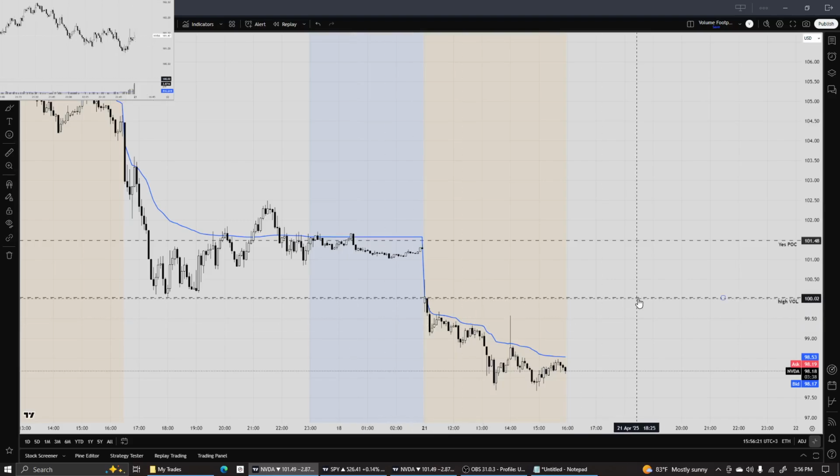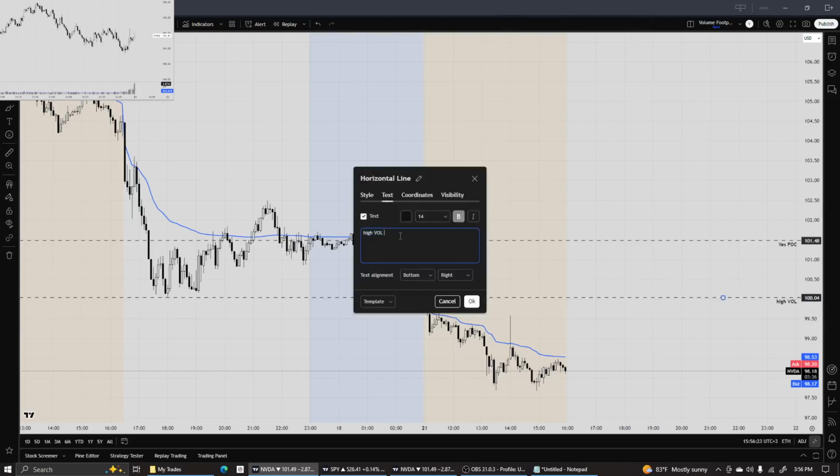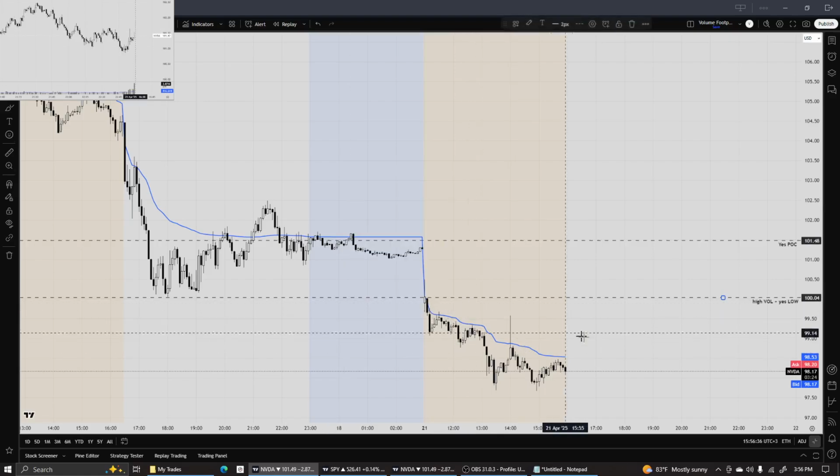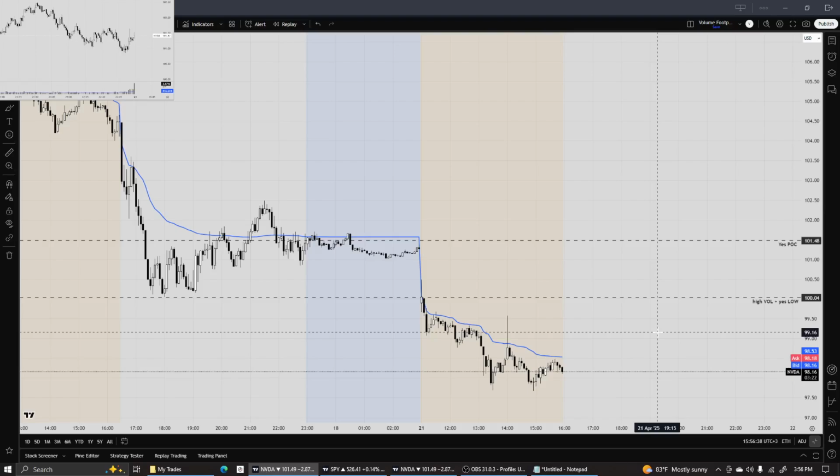100. So I should mark that. Plus previous day. Press yes low. Yes low. Okay. It was yesterday's low. Of course, again, it's not yesterday, but still. We mark the previous day's high.